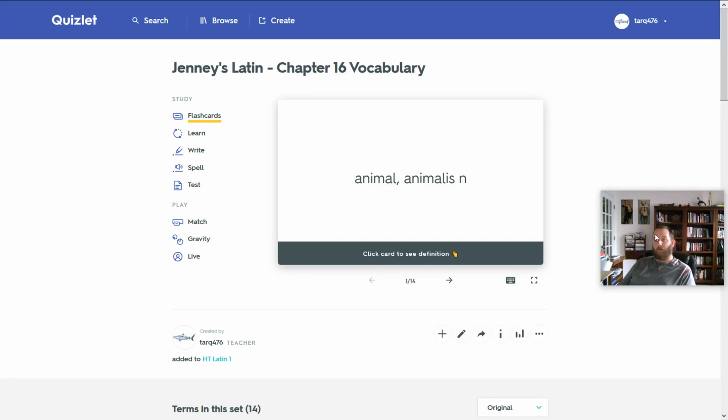Today we need to start the next chapter. This next chapter is a big one. It's a very important one. It's the last little part of the third declension nouns, and it's something called the I stem, which is a special part of the third declension. But I'm not going to explain that quite yet. I'm going to go over the vocabulary with you guys today.